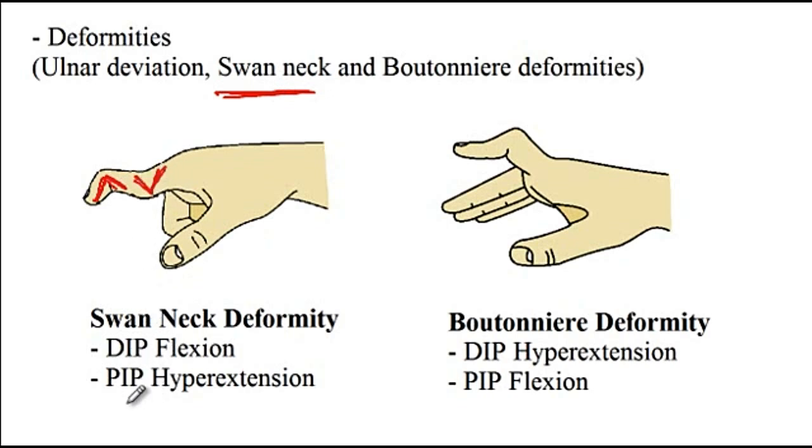So flexion of the DIP and hyperextension of PIP shows swan neck deformity. On the other hand, these patients can have boutonniere deformity, where there is a DIP hyperextension, but then PIP flexion. And so this is referred to as boutonniere deformity.